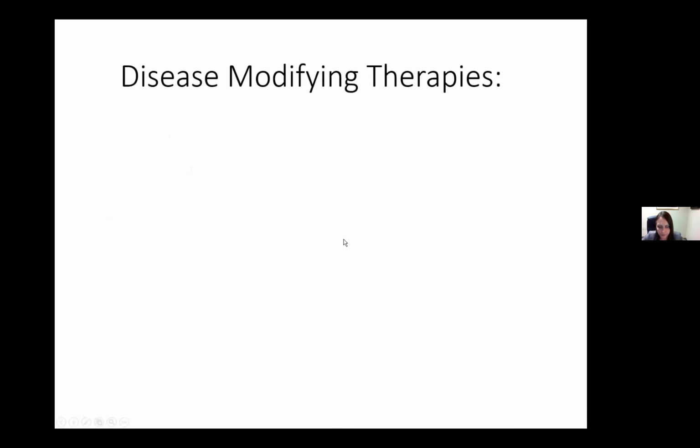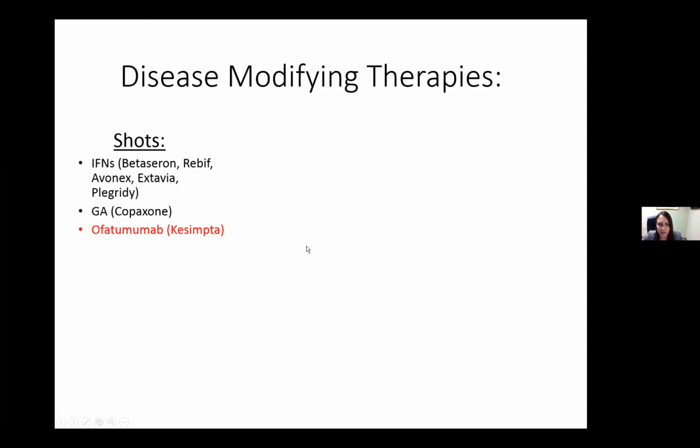relapse. Now we're going to talk a little bit about the disease-modifying therapies, and I'm going to lay it out just like I do for my patients when I'm telling them about all the different disease-modifying therapies, because there are a lot of them out there. And I wouldn't expect you guys to have to prescribe them. The oldest medications that we have are the injections, or the shots. And these include the interferons like Betaseron, which was the first one, and then Rebif, Avonex, Extavia, and Plegridy are some of the other ones that we use.